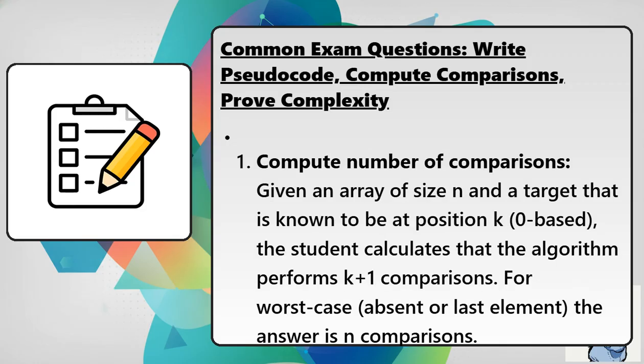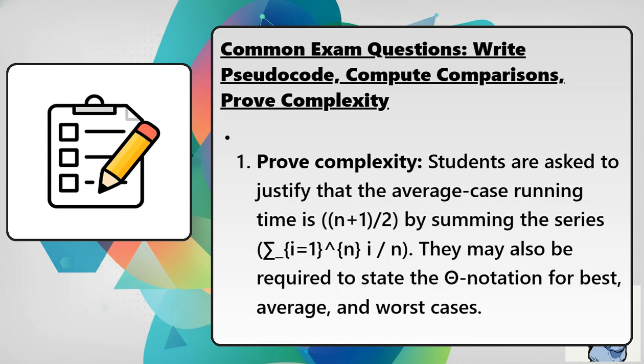2. Compute number of comparisons. Given an array of size n and a target that is known to be at position k, 0-based, the student calculates that the algorithm performs k plus 1 comparisons. For worst case, absent or last element, the answer is n comparisons. 3. Prove complexity. Students are asked to justify that the average case running time is (n plus 1) divided by 2 by summing the series, sigma from i equals 1 to n of i divided by n. They may also be required to state Theta notation for best, average, and worst cases.